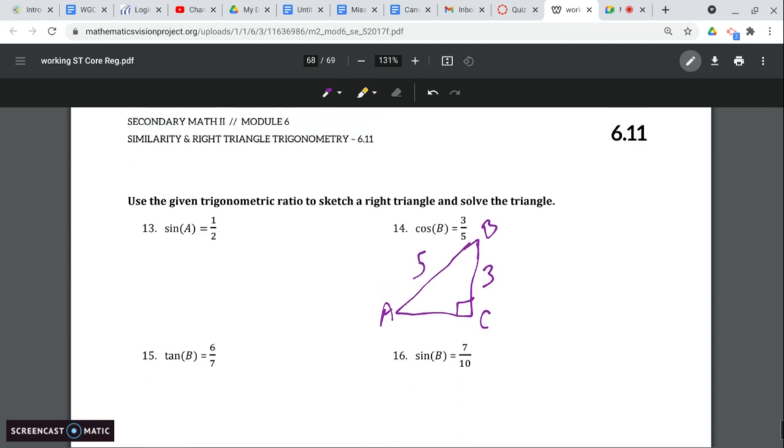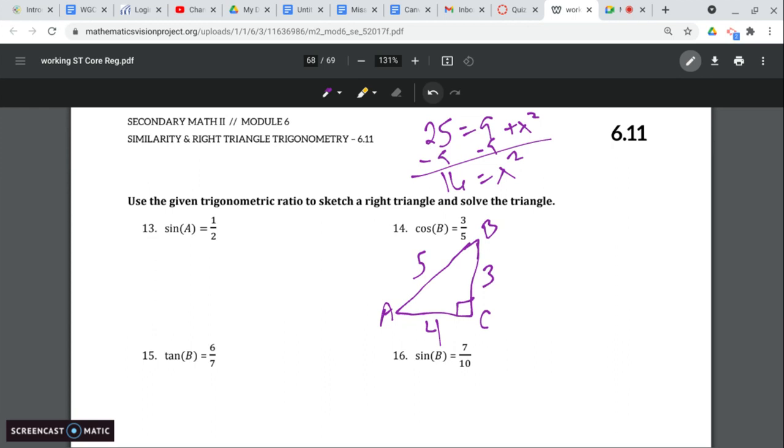Now, using the Pythagorean theorem, we would have 5 squared is 25. So we'd have 25 equals 9 plus x squared. Subtract the 9. 16 equals x squared. So our missing side is 4.